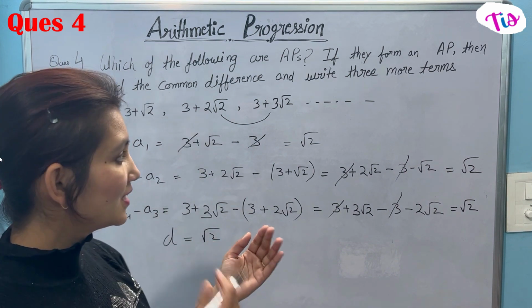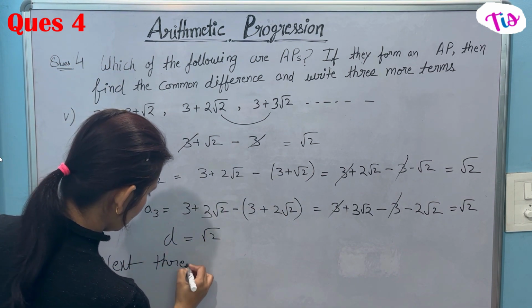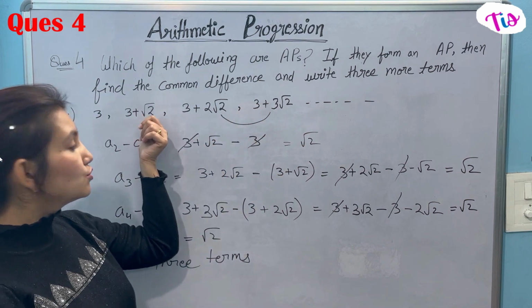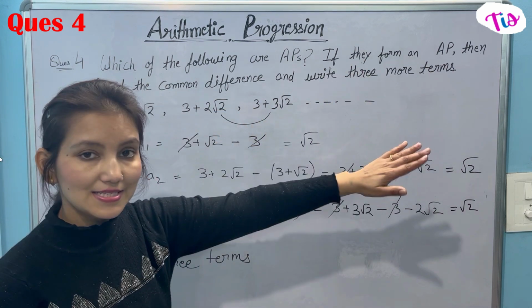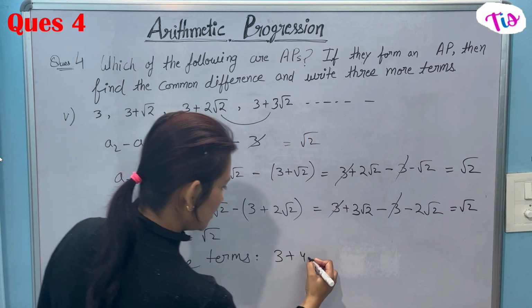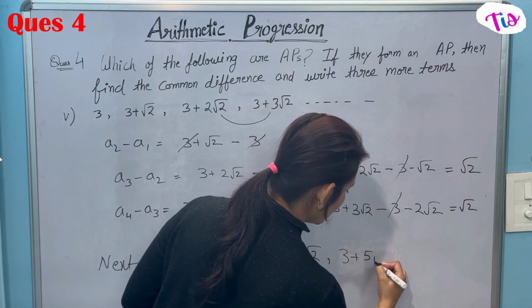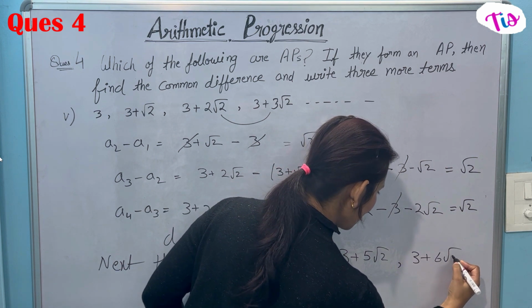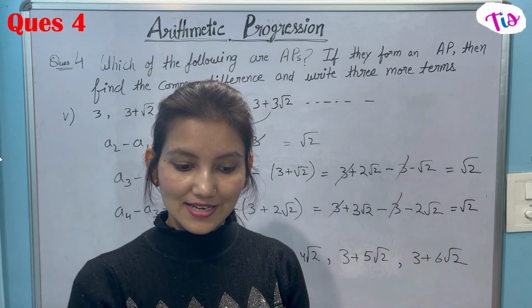Okay, now we need to find out the next three terms. The terms would be root 2, then root 2 plus root 2, plus 2 root 2, plus 3 root 2. So what will be the next term? 3 plus 4 root 2. The next term would be 3 plus 5 root 2, and the next term would be 3 plus 6 root 2. As simple as that. Okay, now let's move to the last question of this exercise.